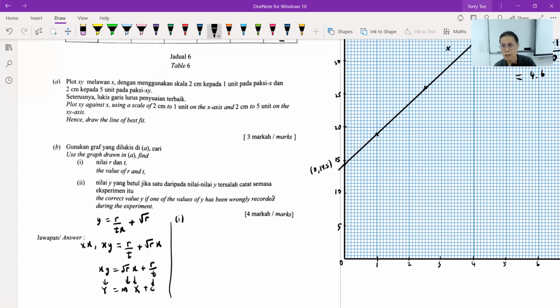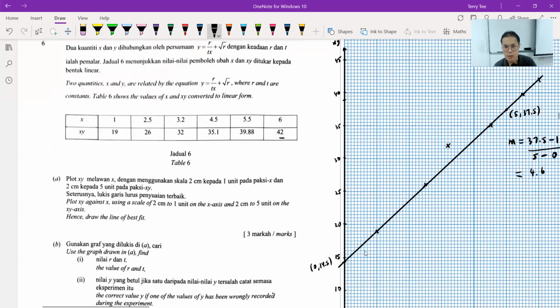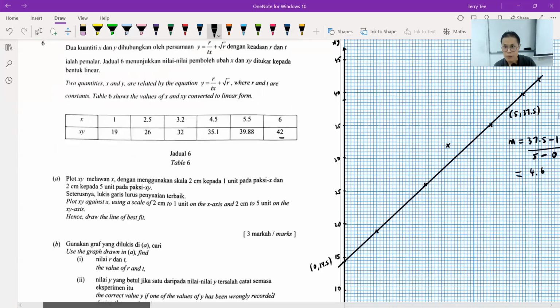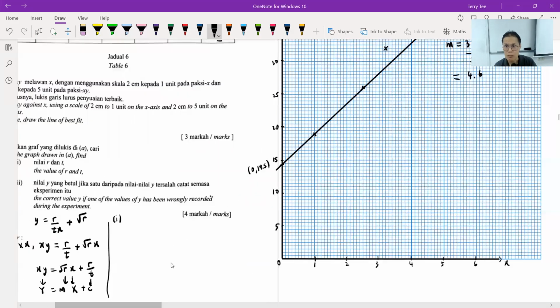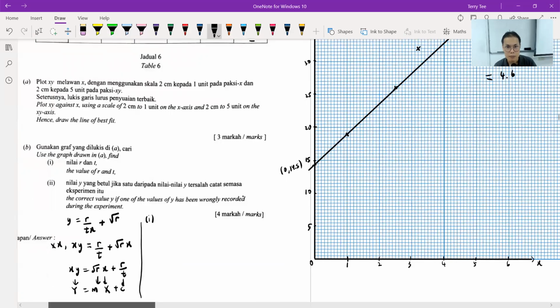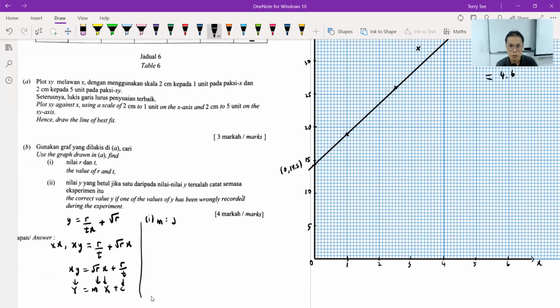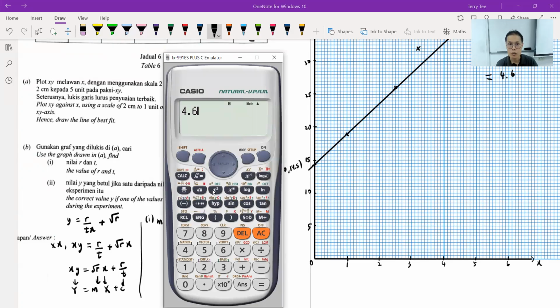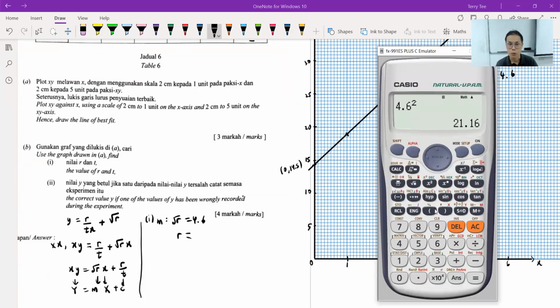My gradient from my graph earlier, we calculated, is 4.6. I hope you can see it over here, 4.6. The gradient is 4.6. Y-intercept is 14.4. So I'm going to compare this here. My gradient is now square root r and is 4.6. So to find r, we take 4.6 and we square it. 4.6 squared gives us 21.16.